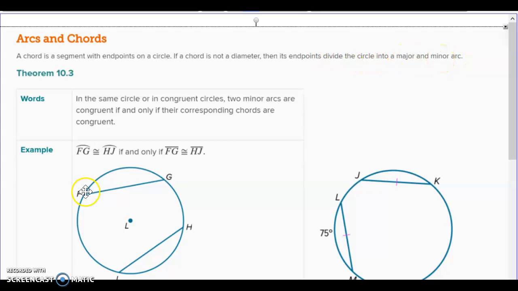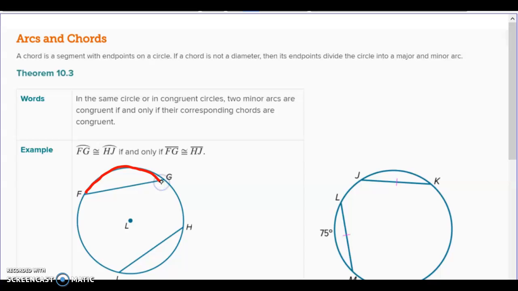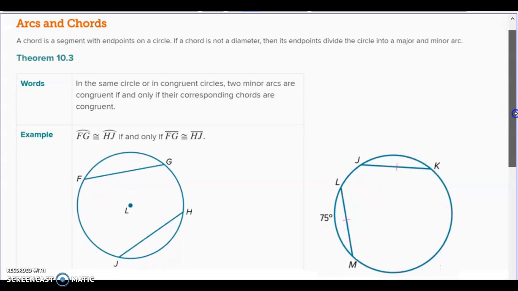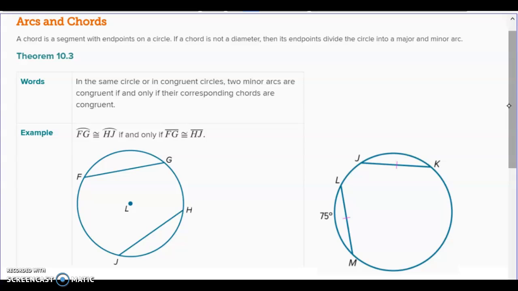So if I look here, F to G is a chord, and so we have the minor arc here, F to G, and then we would have the major arc, F to G. All right, so that's all that one says. Then we have some theorems about chords, and they're actually pretty easy.